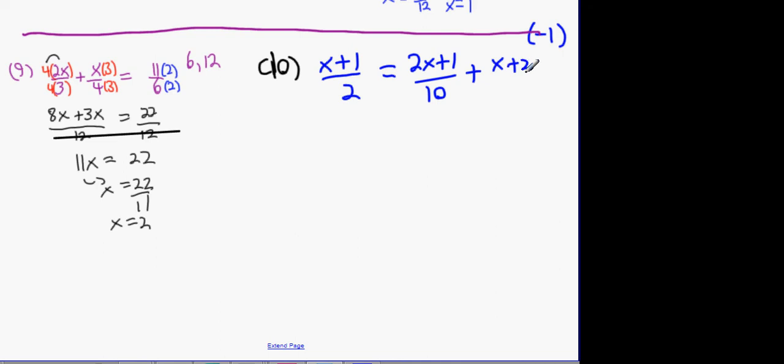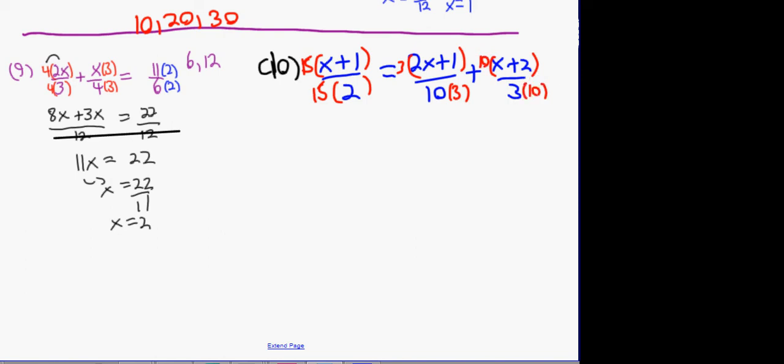Okay. Now, there's 3 numbers there. There's 2, there's 10, and there's 3. What's the biggest one? 10. Let's count up in tens until all 3 of them divide into a 10. 20. 3 won't divide into 20. 30. Because 3 will divide into 30 and so will 2. Okay. What do we need to multiply the 2 by? 15. Top and bottom. What do we need to multiply the 10 by? 3. Top and bottom. What do we need to multiply this 3 by? 10. Top and bottom again.